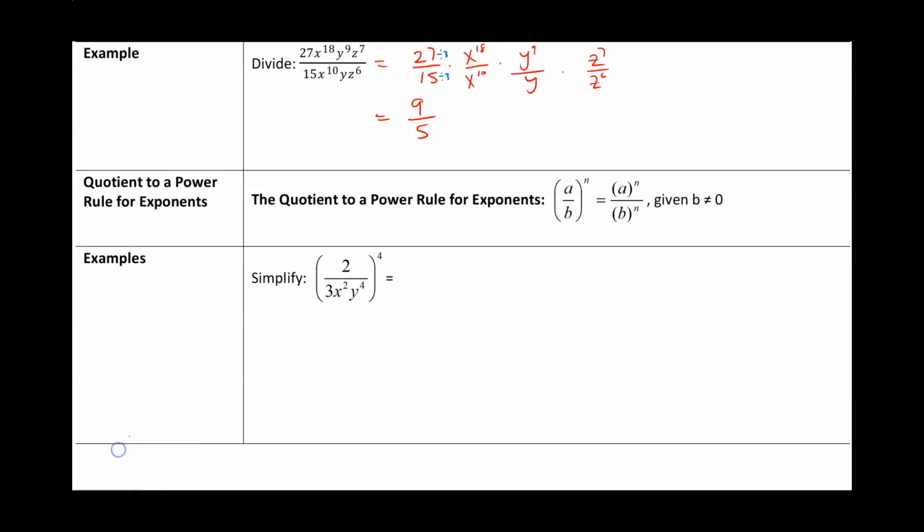Now the second fraction, we have 18 minus 10. So this gives us x to the 8th. 18 minus 10 is 8. The next one we have y to the 9th over y. So we have 9 minus 1, which is going to be y to the 8th. And then we have 7 minus 6, which is going to be z to the 1st.